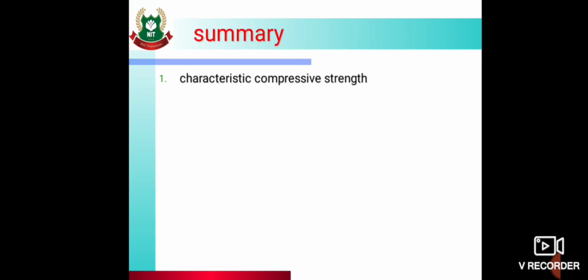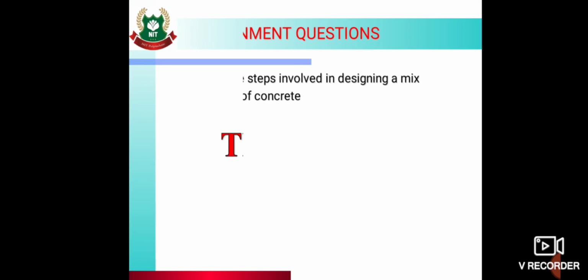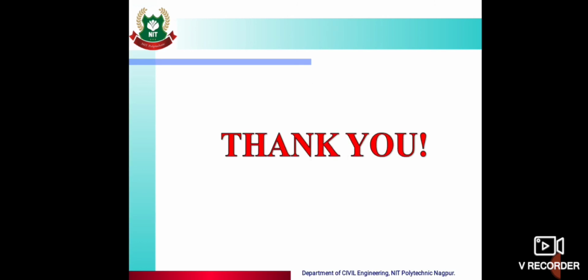So summary, in this topic we have seen what is meant by characteristic compressive strength, what are the steps involved in making a mix, what is yield of concrete. So assignment questions: what are the steps involved in designing a mix, define yield of concrete. So this is all about today's lecture. Thank you.